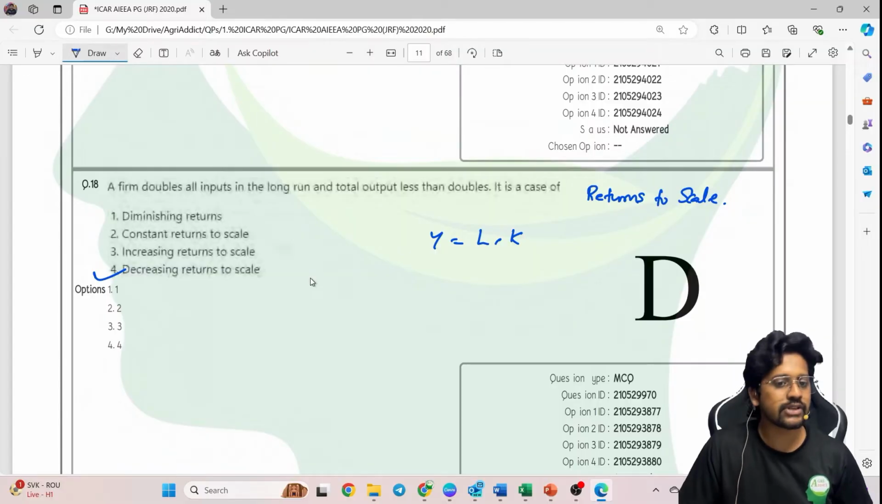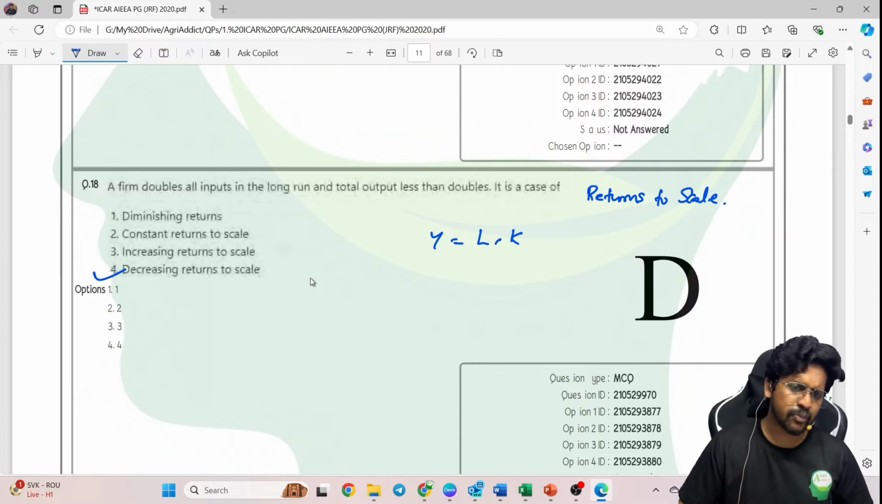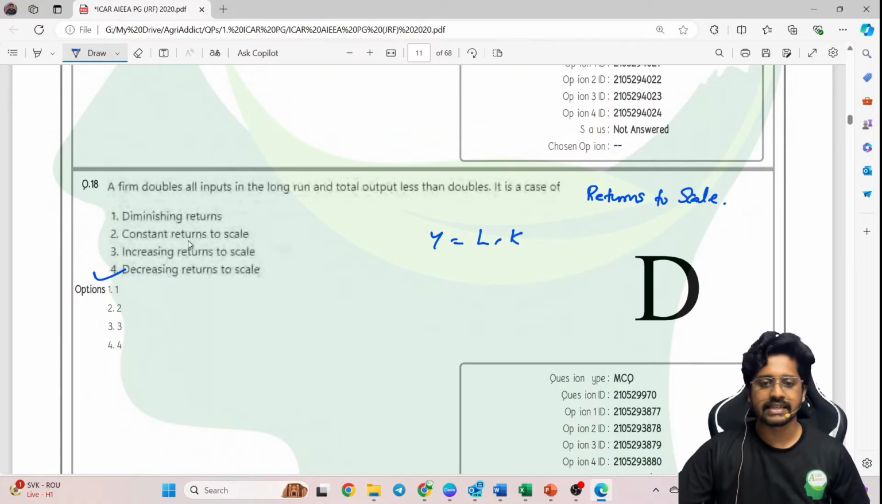So the given situation in the question goes like this. When the inputs has doubled, the output less than doubles. So therefore we can say that it is decreasing returns to scale, and option 4 will be the correct answer.